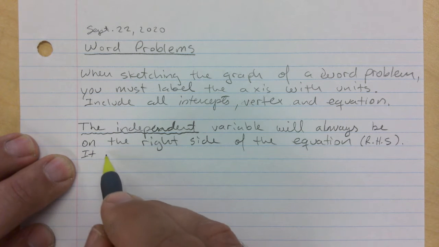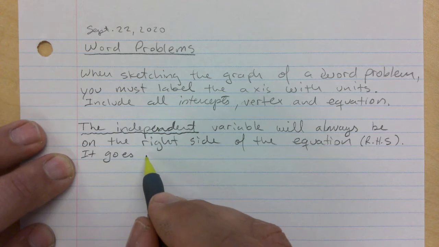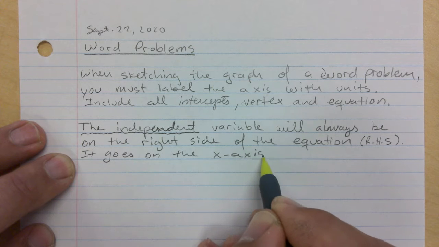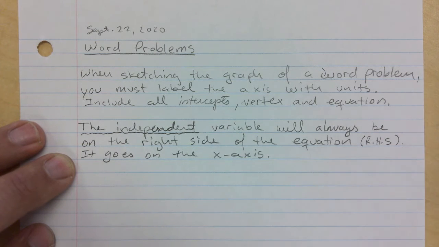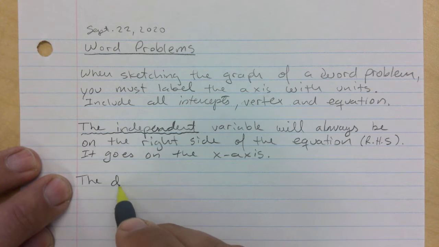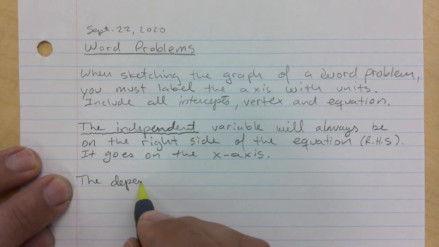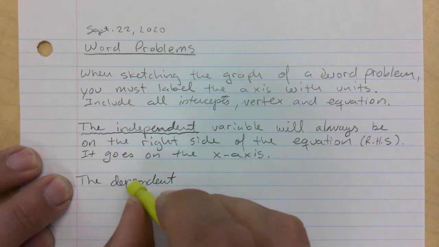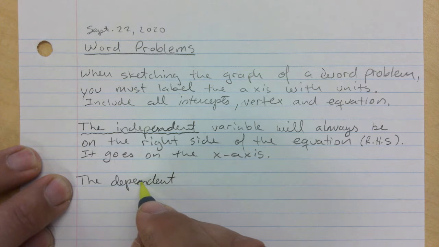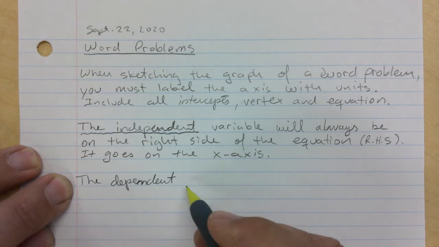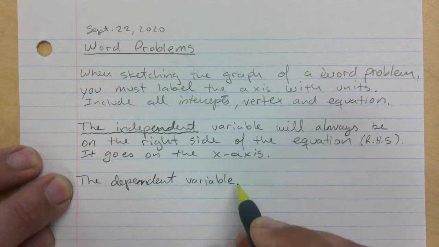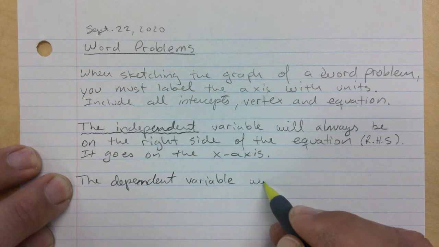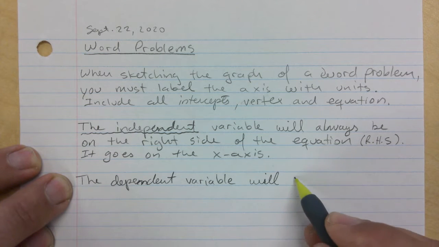It goes on the x-axis. That's just so you remember, it goes on the x-axis, right? The dependent variable, okay? And this is also for grade 12.